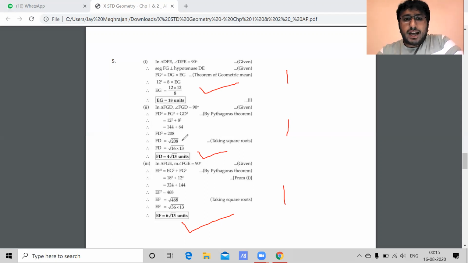Students, if you have left the answer at root 208 units, you'll be getting half marks only because we need to simplify the answer. Same way for the next sum, if you have written root 468 and your simplification is wrong or you have not done it, again you will be getting half marks for that.